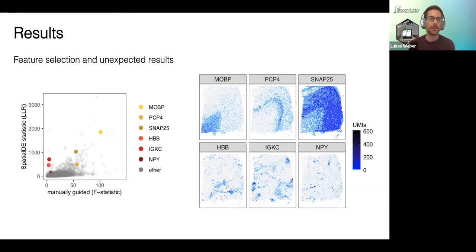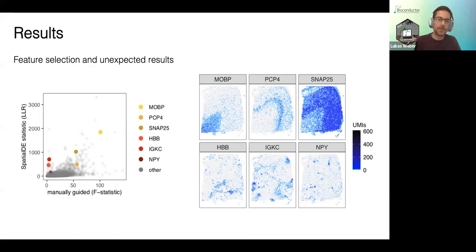And finally, it also let us find unexpected results, which was very cool. So on the right here, we've got 6 genes. The ones at the top are known laminar genes from the layers. The ones on the bottom are ones that we found in the unsupervised pipeline, which were spatially variable, but not linked to the layers. And these are in fact genes that are linked to things like blood vessels and immune cells, which we were not really expecting to find in this data.